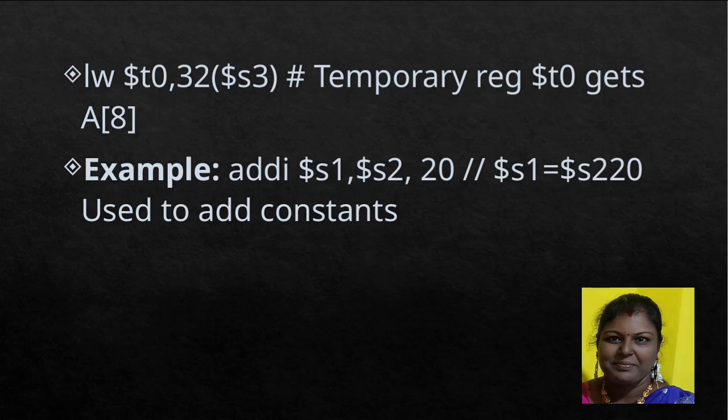The second example uses the add immediate instruction, which adds a constant value directly to a register. In this case, it adds 20 to the value in S2, storing the result in S1. These instructions show how we handle data and constants efficiently in assembly.